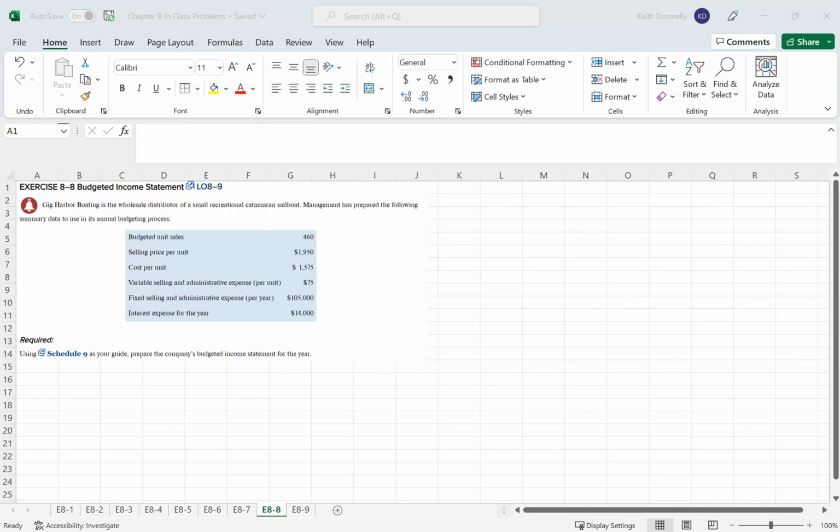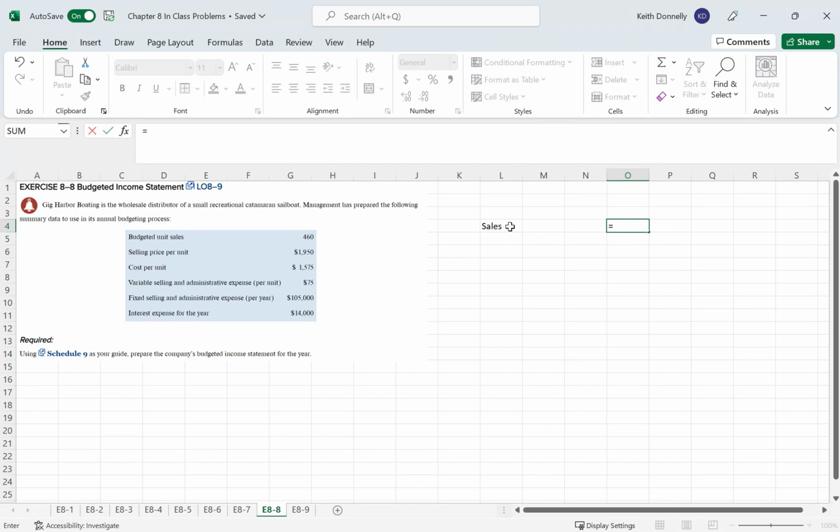Okay? So first line item on an income statement is going to be our sales. So you're going to have to look at the formula here, and I'll try to explain it for this task. So it's going to be 460 we plan on selling times 1950. Okay, that's our sales in dollars, 897. After that, we got to back out our cost of goods sold. So again, it's 460 we sold times 1575 cost per unit, 724.